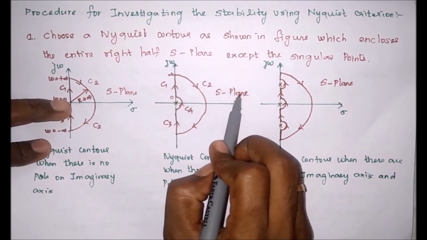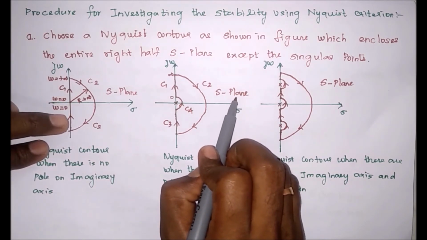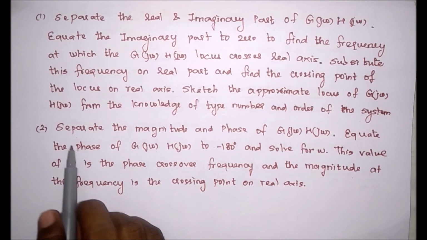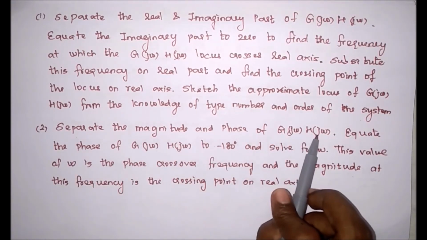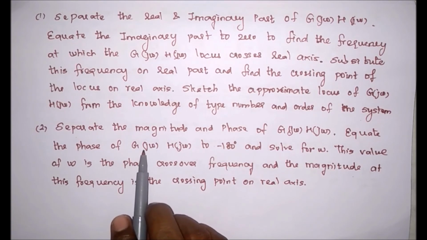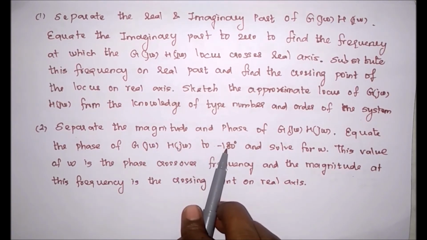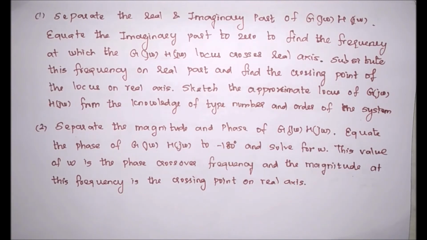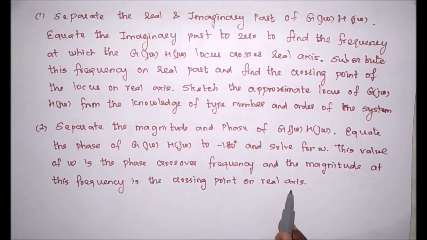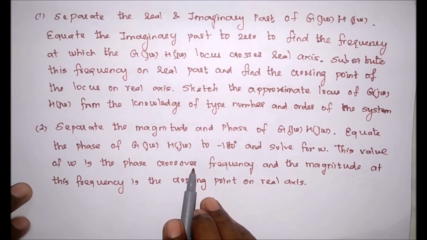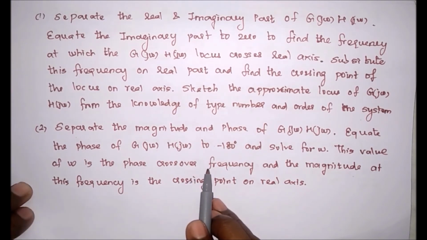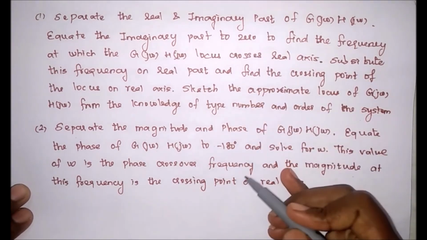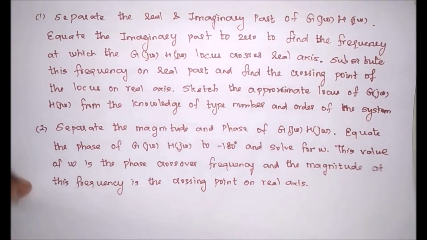So this is the contour for the s-plane, but now we are talking about the G(s)H(s) plane. The next procedure is to separate the magnitude and phase of G(jω)H(jω). Equate the phase of G(jω)H(jω) to minus 180 degrees and solve for omega. This omega is also the phase crossover frequency. Now we substitute the omega into the magnitude, and we get the value that is also called the crossing point on the real axis. There are two ways to find the crossing points on the real axis, either by this procedure or this procedure. This one is easier than the other.